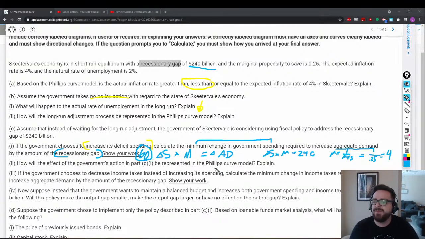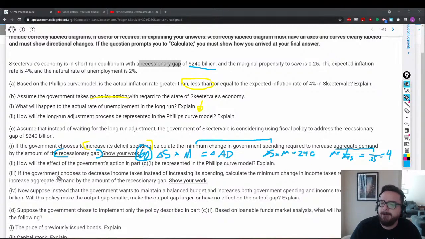Good, so I moved left. And by increasing spending, businesses should be able to charge more for their products, so a higher price level, higher inflation rate. So again, I move up along my Phillips curve because I should get higher inflation and a lower unemployment rate as a result of the increased aggregate demand.